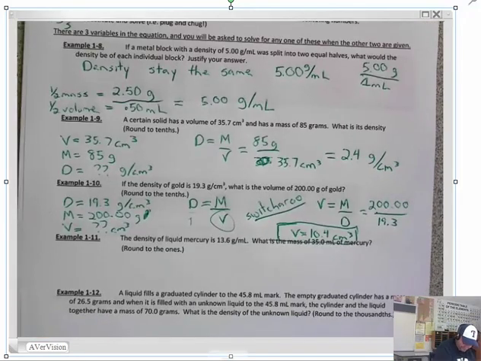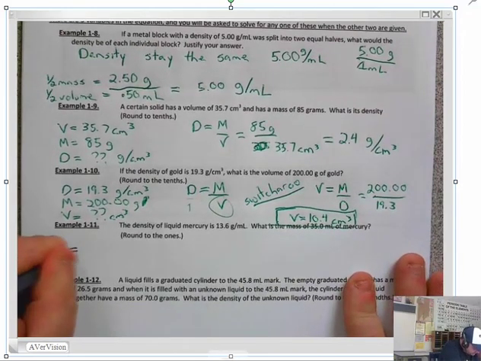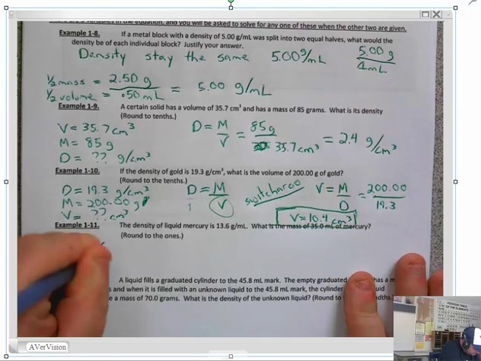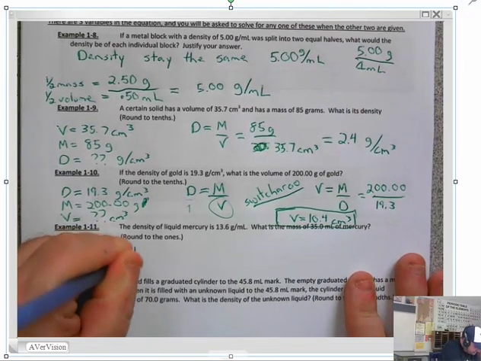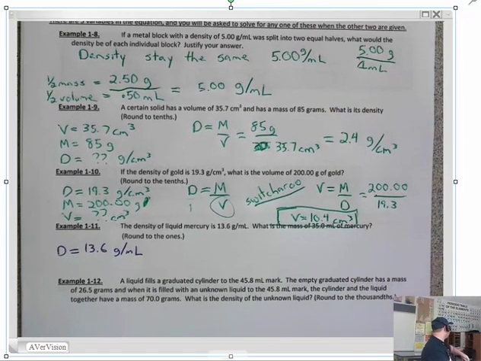Okay, the density of liquid mercury is 13.6 grams per milliliter. Mercury is one of those two elements on the periodic table that is a liquid. The other one is bromine. If you look at the periodic table, they are blue. Mercury's blue and bromine's blue. So those are the two liquids on the periodic table.